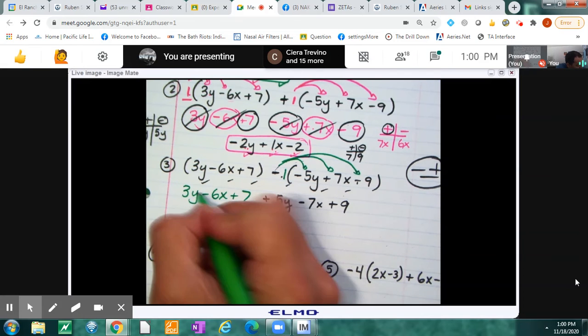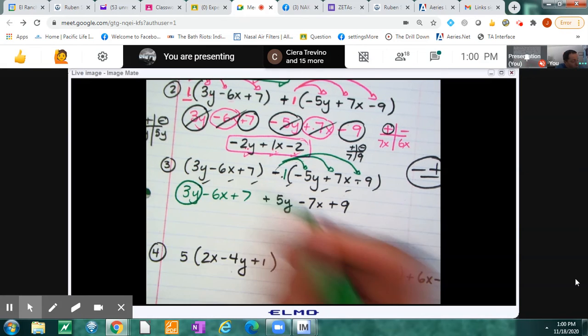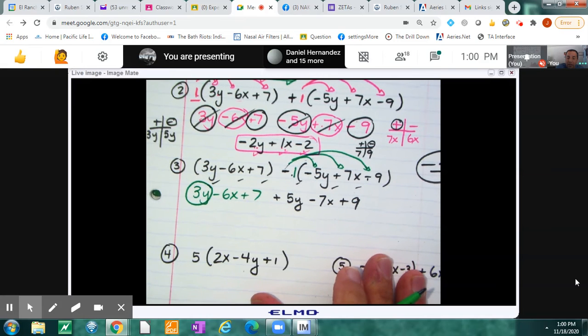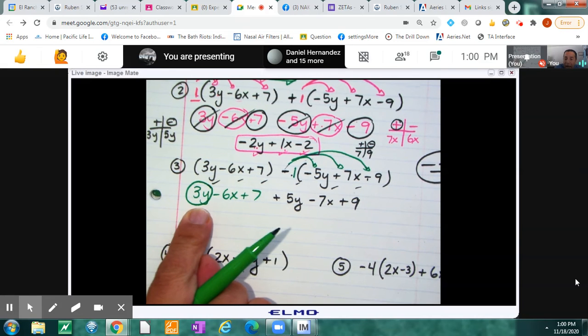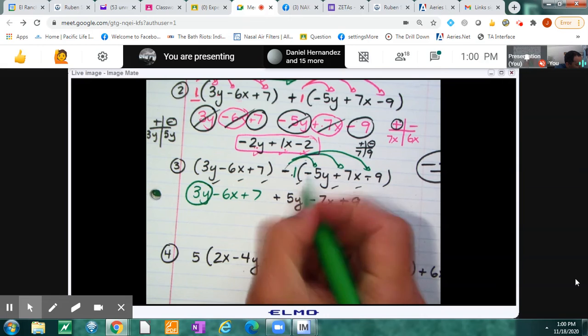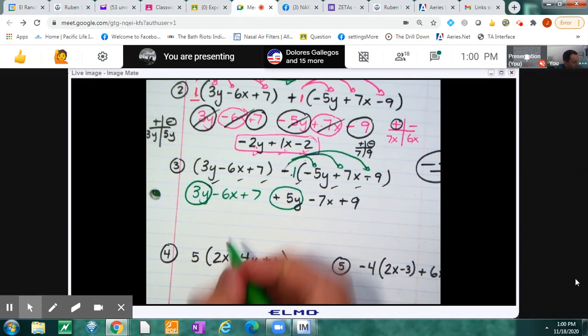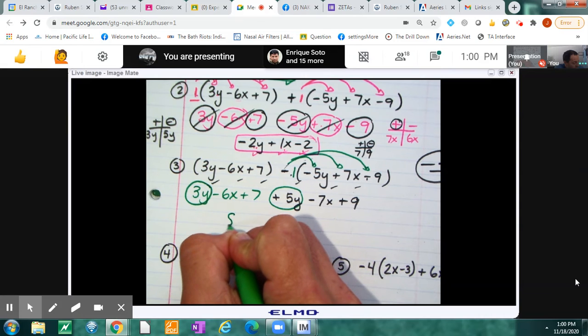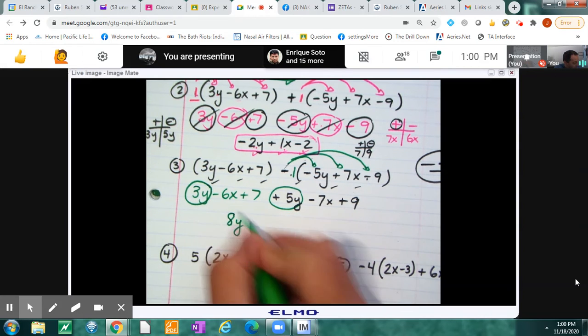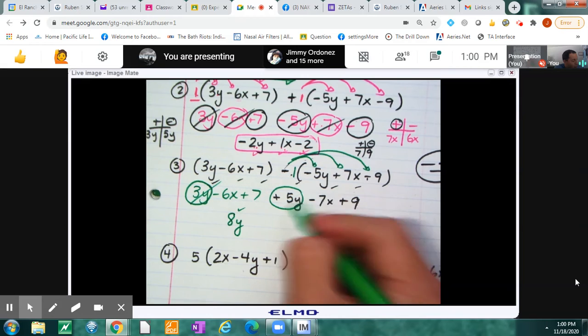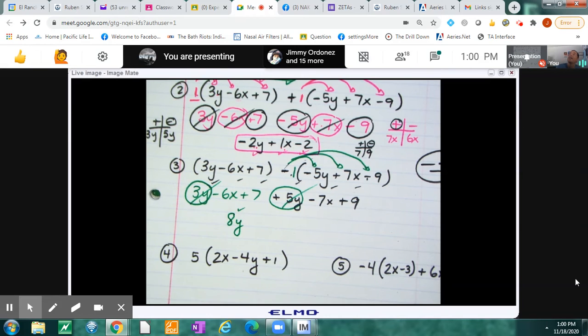Enrique, I got 3y. Which one else am I going to circle? If I got a 3y, where's the other y? 5y. 5y, there you go. So 3y plus 5y? 8y, right? If you got it right, put a little check. So I'm done with the y's. See that? Let's try Nathan.